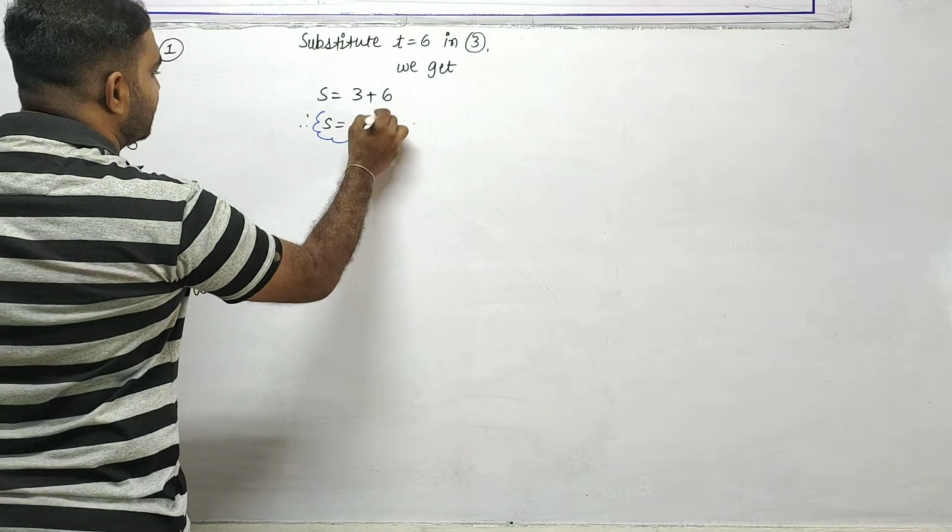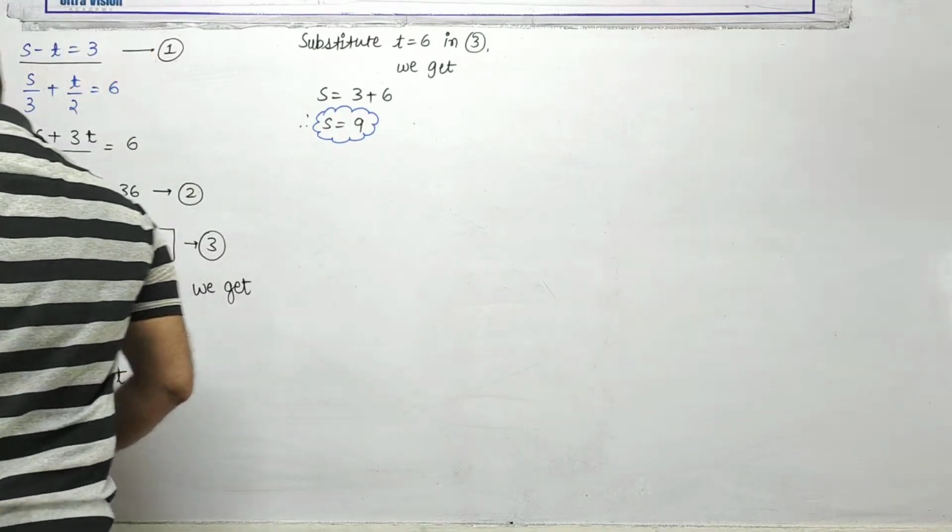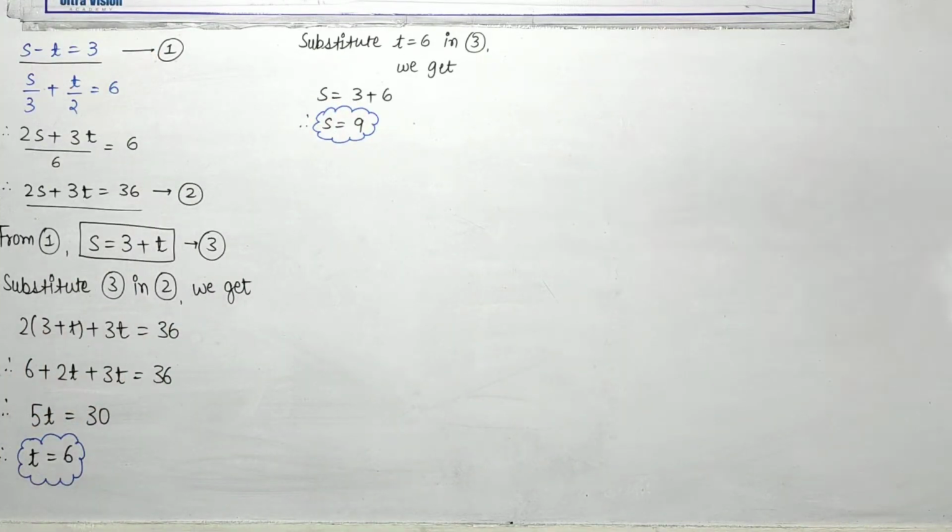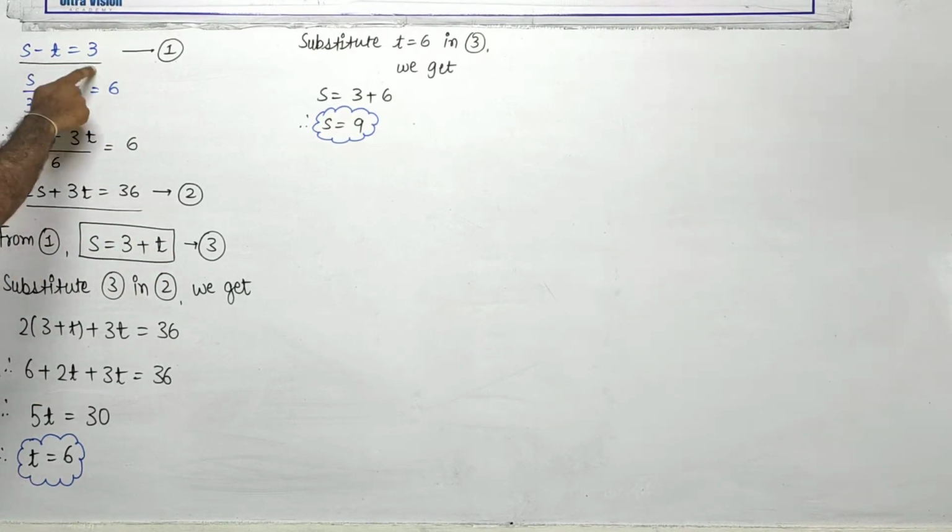So simply check with the equations. We check cross. Replace the s and t values for equation one. So s minus t, 9 minus 6, and then 3. Take your answer to be happy.